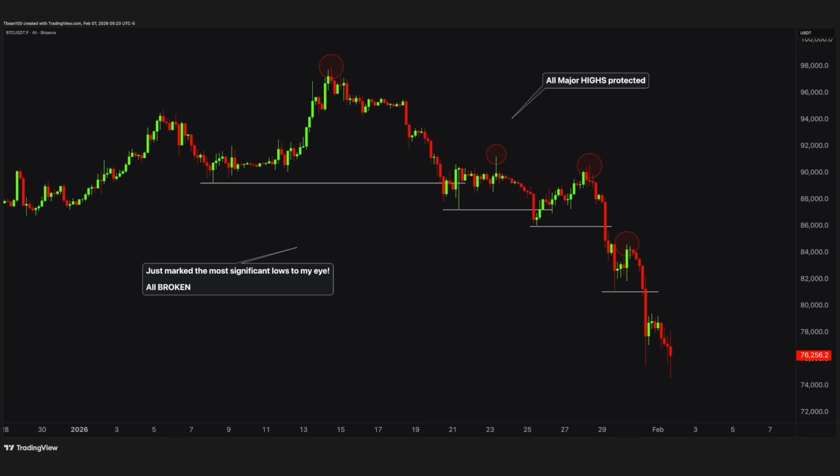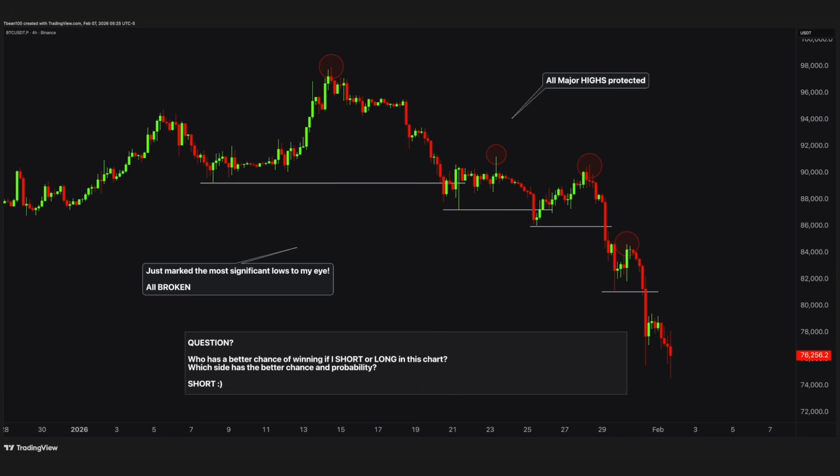While all of this is happening, if you look at the high points, you can see that generally they are being protected. Now here is my question, and it's a very simple one. Who has a better chance of winning right now on this chart? The short traders or the long traders? Which side clearly has the better odds and probability at this moment? I think the answer is pretty obvious here.